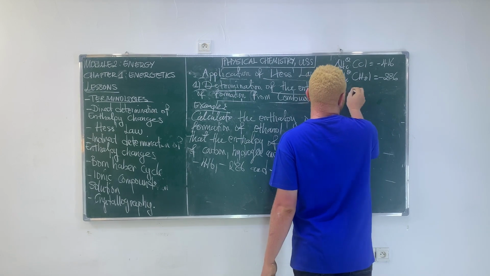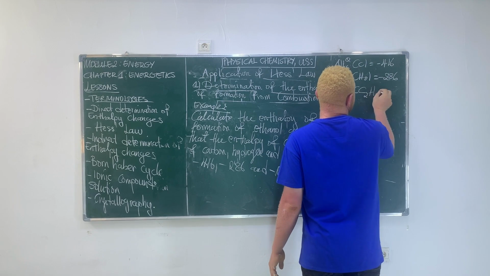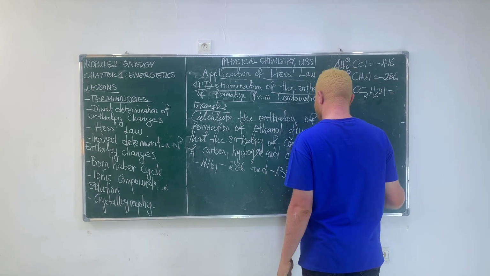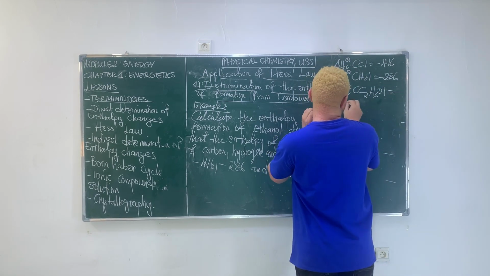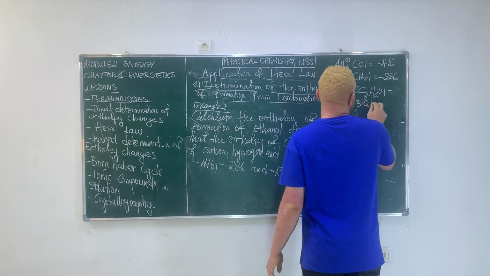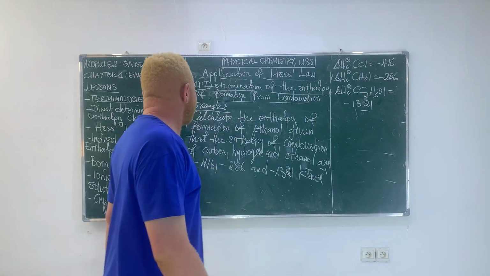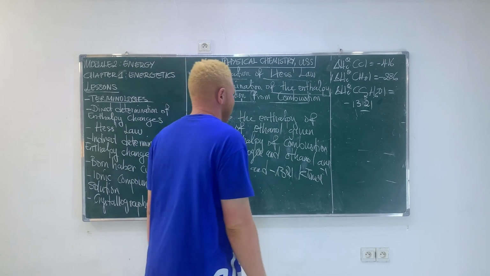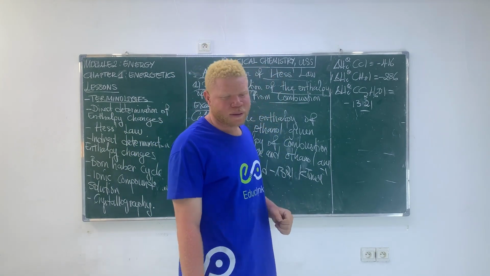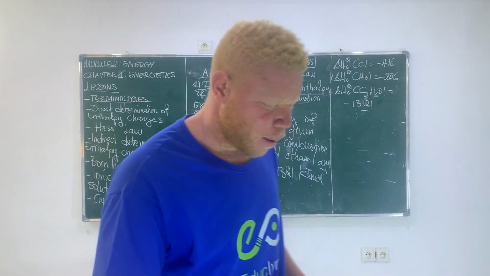The enthalpy of combustion of C2H6O is minus 1,370. Those are the data. Now we can solve the exercise, or the example.